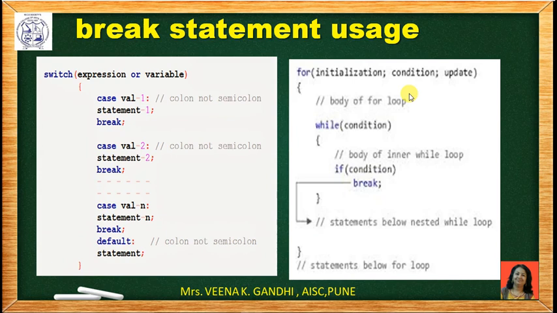Now break also can be used in a nested loop. Here the for loop is the outer loop and the while loop is the inner loop. When the for loop starts execution and the condition is true, control will come inside the for loop. Again when the while loop starts and the condition is satisfied, control will come inside the while loop. Now if the condition in the if is satisfied and break occurs, at that time the inner while loop will be terminated and control will transfer to the statement after the while loop. So the outer loop will continue execution.